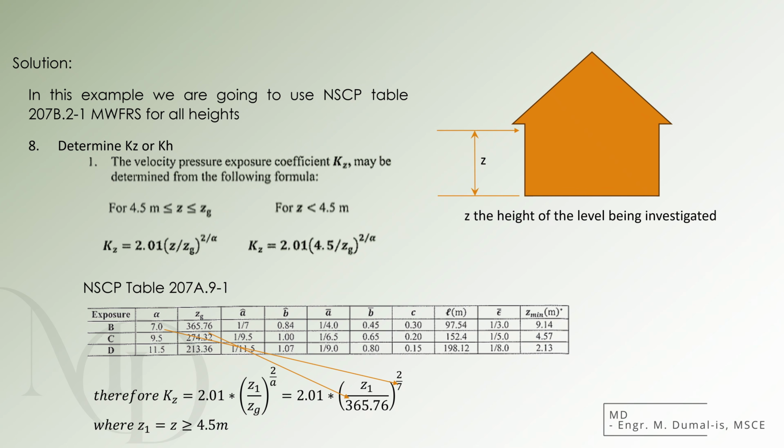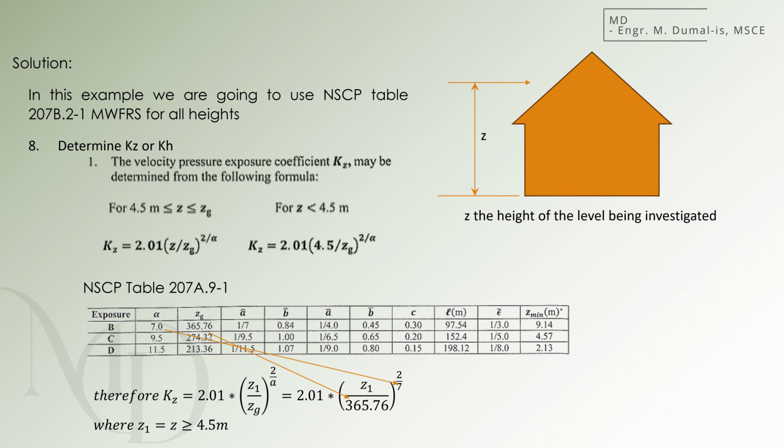Z is the height of the level being investigated. In other words, it is the vertical distance above the ground at which the wind pressure is evaluated. This means that as z increases, the exposure coefficient also changes, reflecting the fact that wind speed generally grows stronger with height. This also means that z may vary from 4.5 meters up to the mean roof height, since all levels from 0 to 4.5 meters are treated as the same.